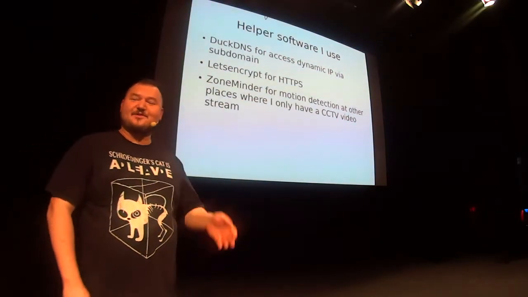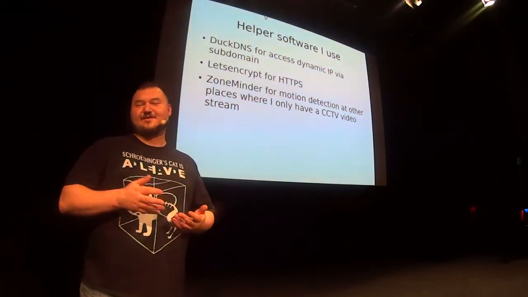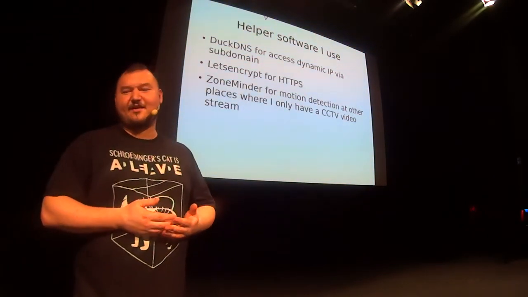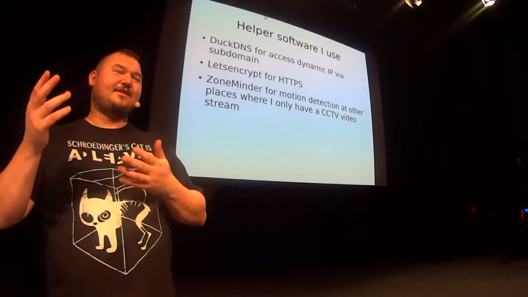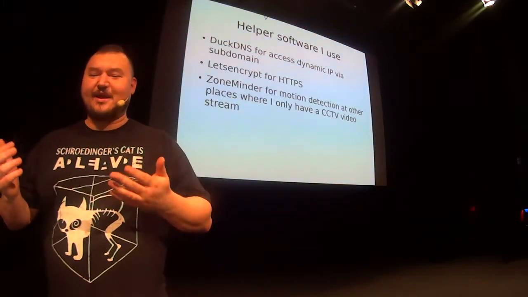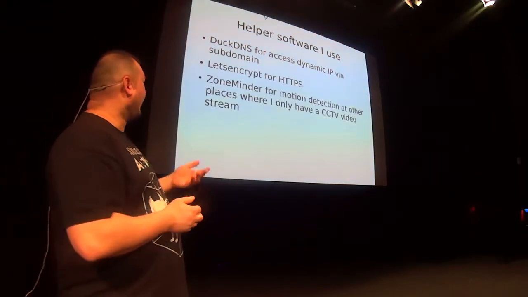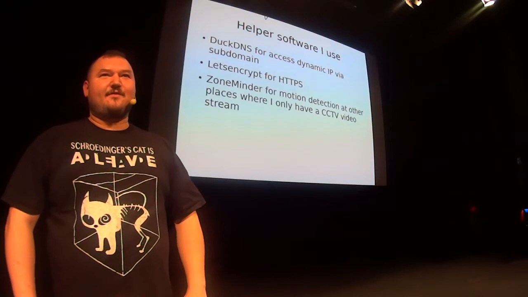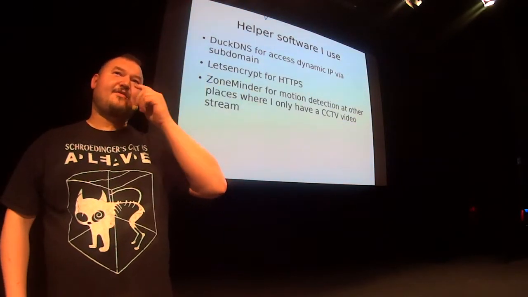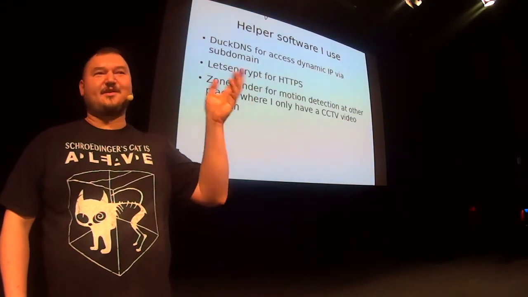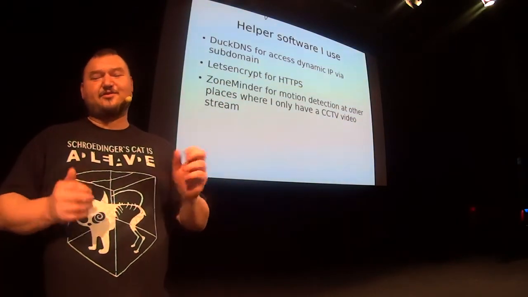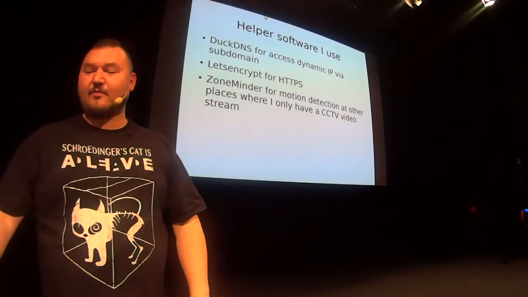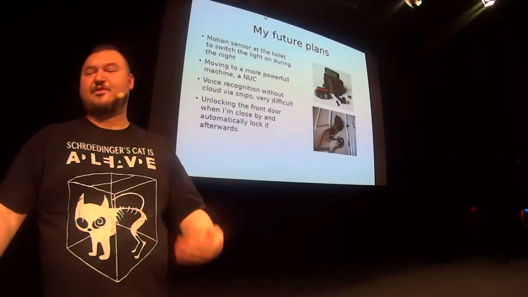Then a couple of helper software I use is like DuckDNS for having the dynamic IP connected to a subdomain. Then I use Let's Encrypt for HTTPS because it doesn't cost anything. And then because I have other cameras in other places, I also use a software called ZoneMinder for motion detection there, where I only have like video stream from there.